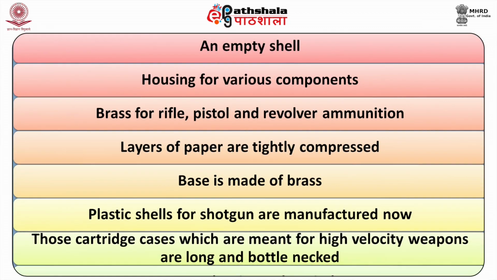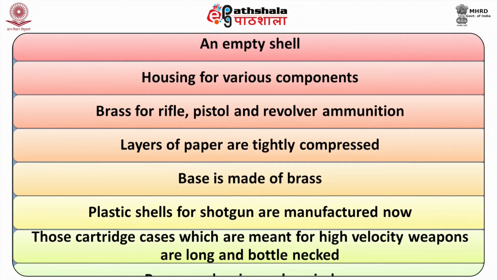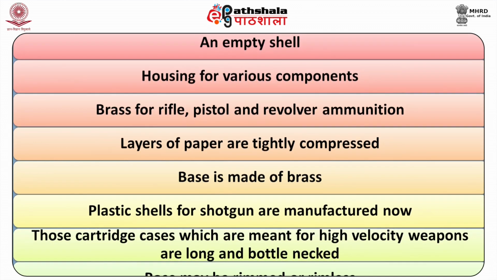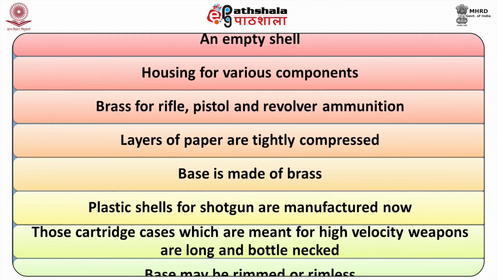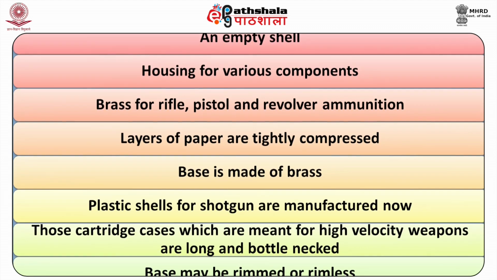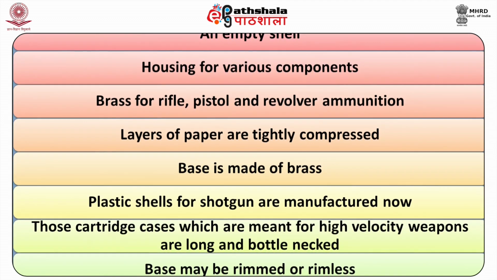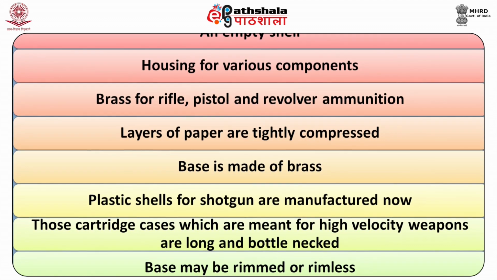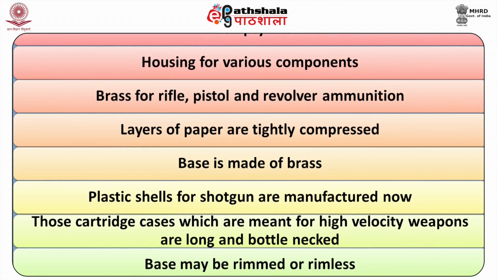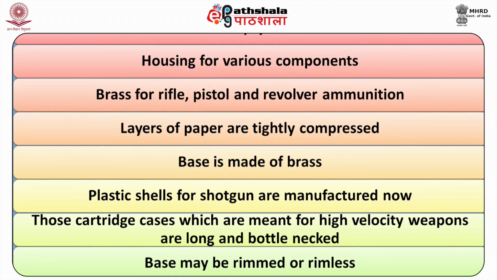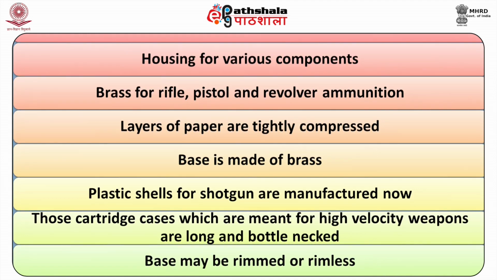A cartridge case is also known as an empty shell. It provides housing for various components of the cartridge. It is usually made up of brass for rifle, pistol, and revolver ammunition. For shotgun, the cartridge case is made from several layers of paper which are tightly compressed. The base of this paper shell is made up of brass. Plastic shells for shotguns are also being manufactured now. Those cartridge cases which are meant for high velocity weapons are long and bottlenecked. The base of the cartridge case may be rimmed or rimless.